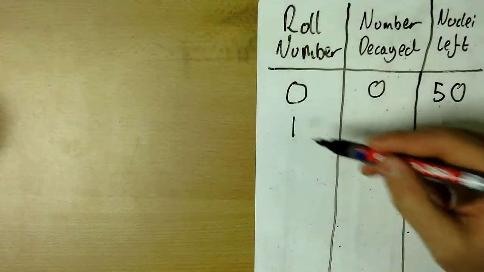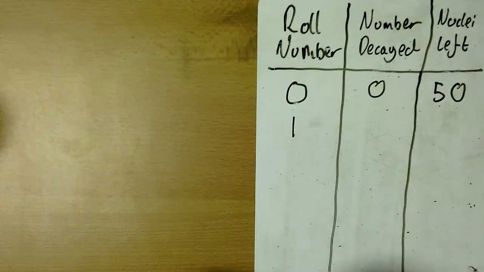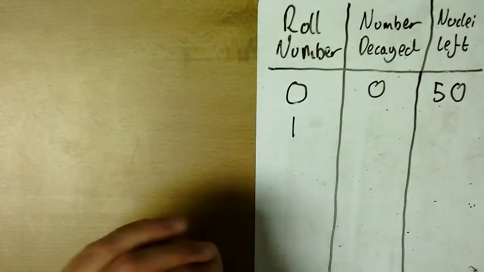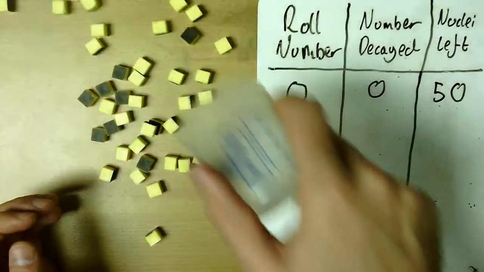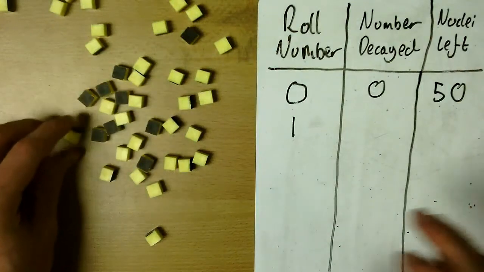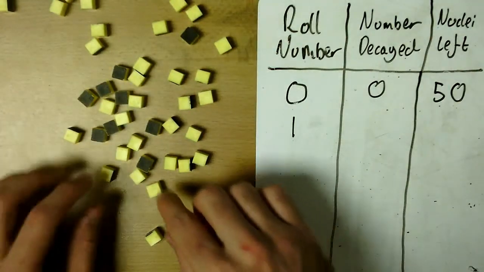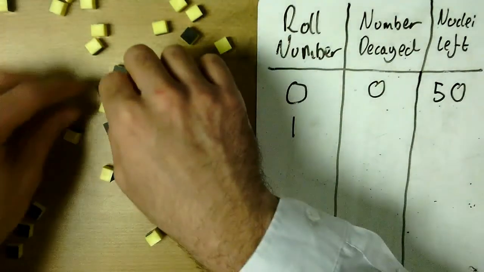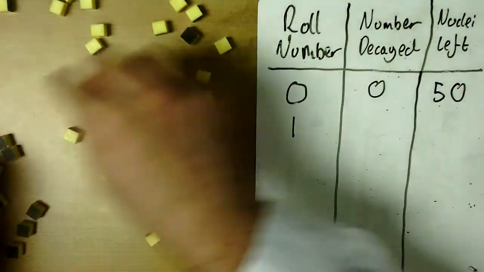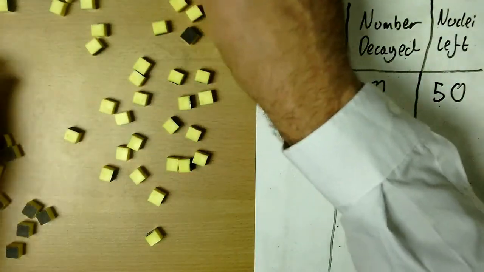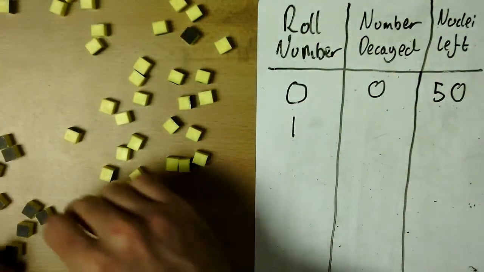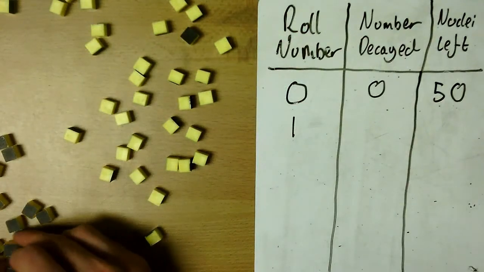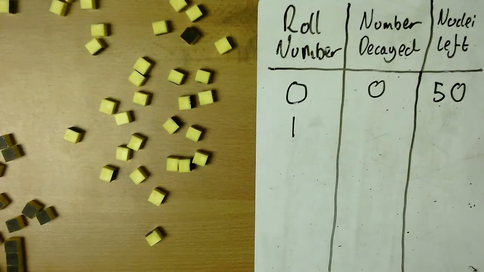So roll number 1, I'm going to roll them, count how many decay, and count how many I've then got left. Okay, so I'm going to roll them all out. Some of them might roll off camera. You're just going to have to trust that I'm doing this properly. Okay, so I have got on here 1, 2, 3, 4, 5, 6, 7, 8, 9, 10, 11 that have decayed. So I've got 11 nuclei that have decayed.